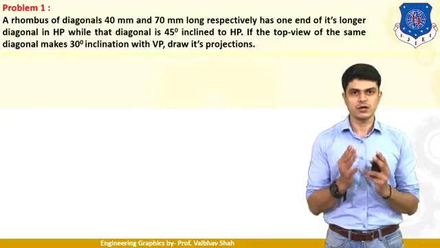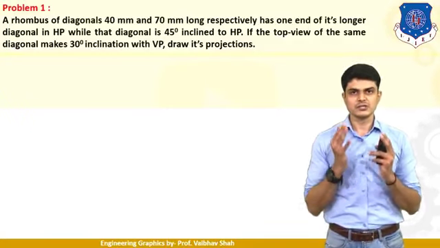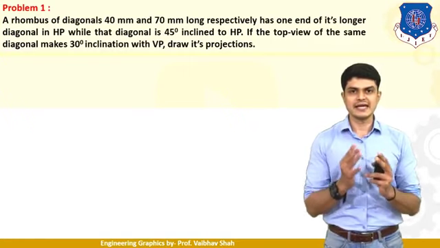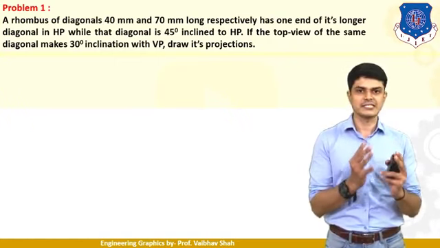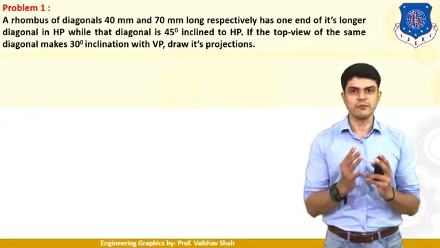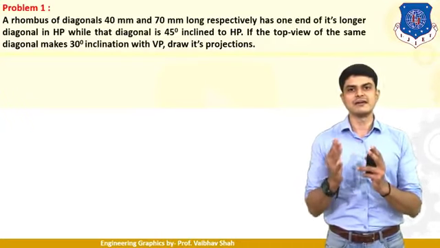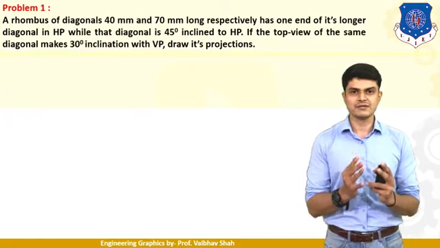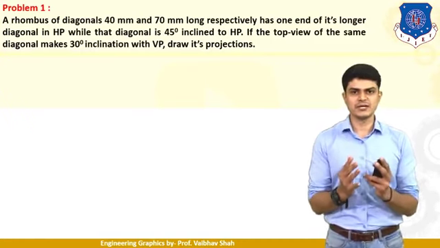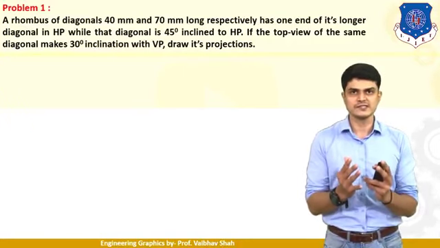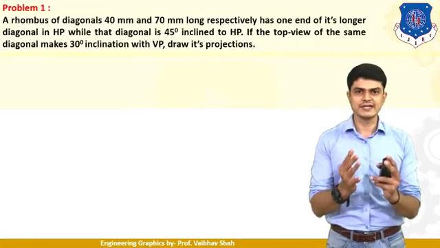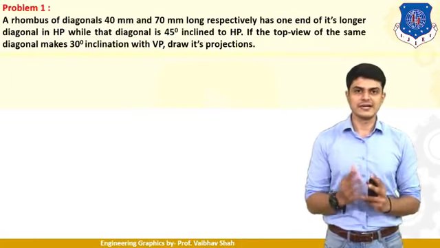So here our object is what? Rhombus. Two diagonals are given. The shorter diagonal is 40 mm and the longer diagonal is 70 mm. It is said that it is resting on its longer diagonal on HP. That means we should construct the longer diagonal in such a way that one of the points of the longer diagonal must be on the left hand side in our drawing. Thereafter we are given two data, one with respect to HP and one with respect to VP. As you can see, there is one inclination with respect to HP given and another inclination with respect to VP given. So let us start our drawing.